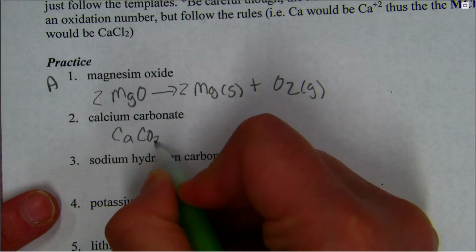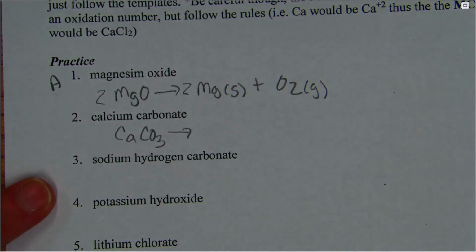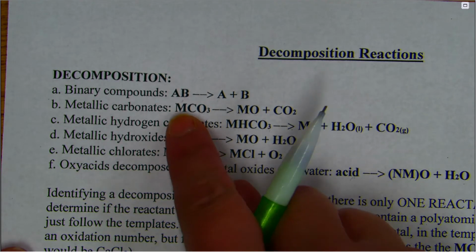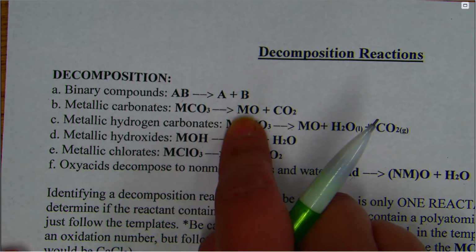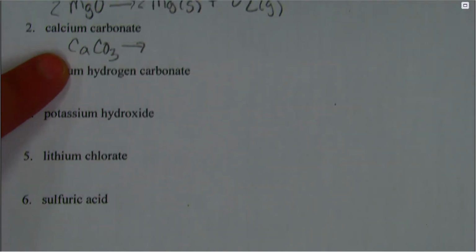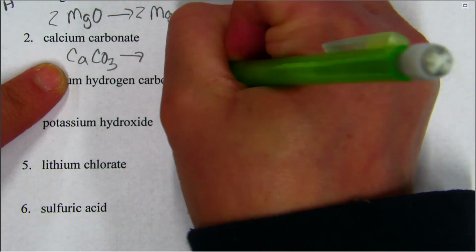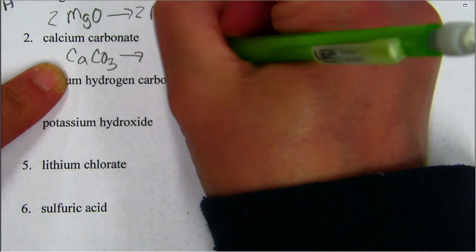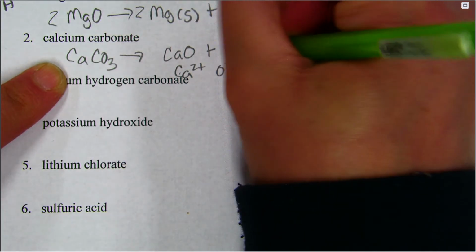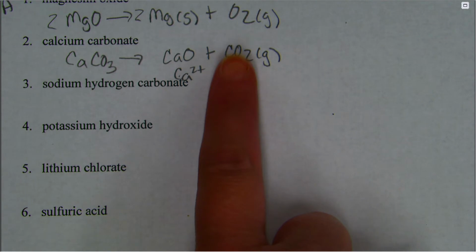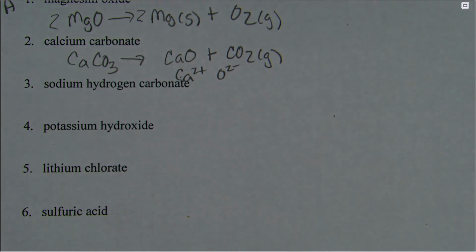Calcium carbonate. All right, calcium carbonate. This is a type B reaction. I have a metal, calcium in this case, with a carbonate. So I'm going to get a metal oxide plus carbon dioxide. So my metal here is calcium, and it's going to combine with oxygen. So when I swap and drop, I get calcium oxide plus, according to my reference tables, carbon dioxide, which I know is a gas. It is a binary molecular compound, which are going to be gases unless otherwise denoted.